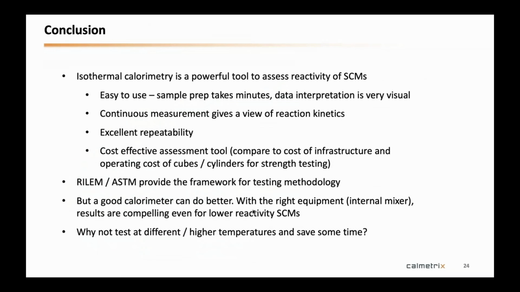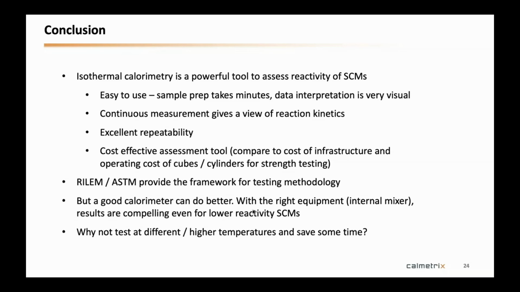And that actually brings me to my conclusion here. Evidently, we're big fans of isothermal calorimeters, so no question about that. We think it's a powerful tool in general. We think that particularly in the context of assessing reactivity of SCMs, it has a lot of advantages.